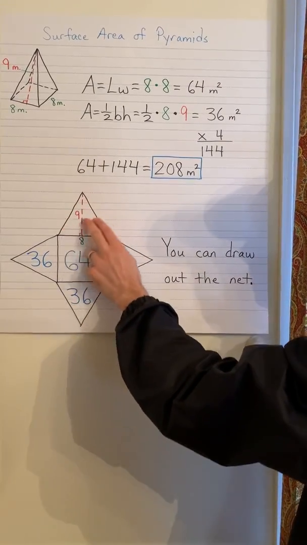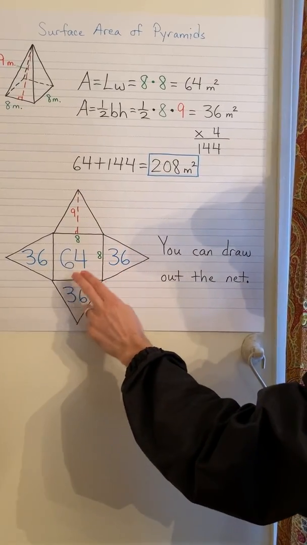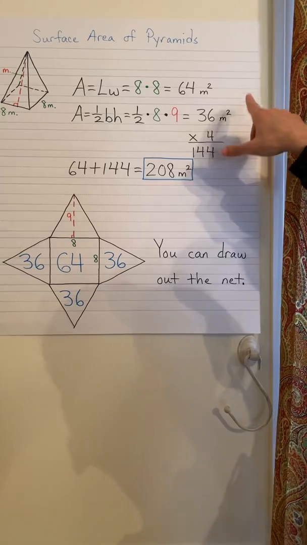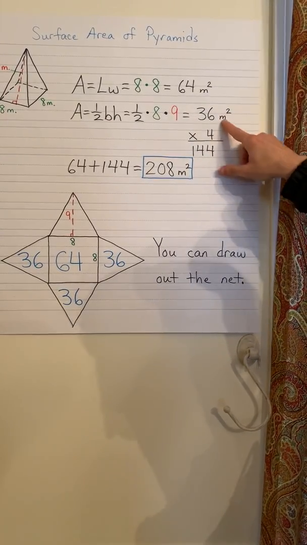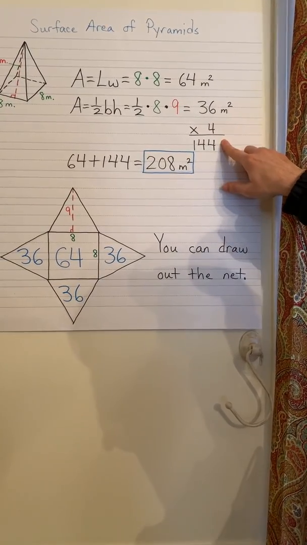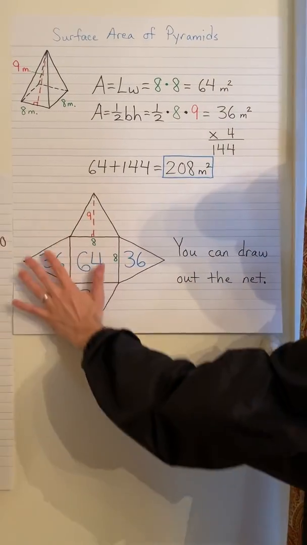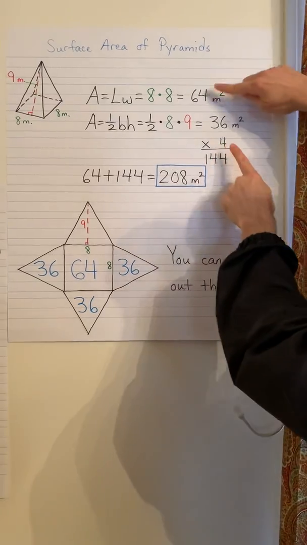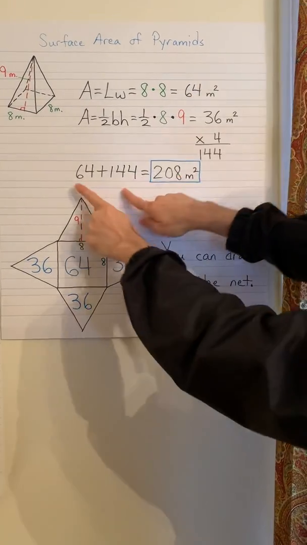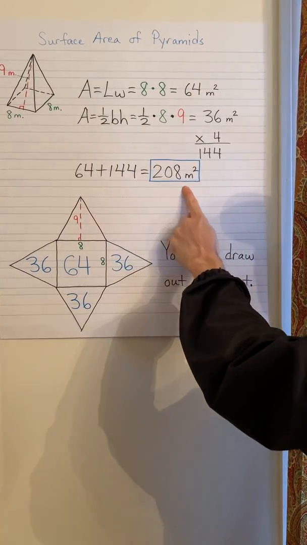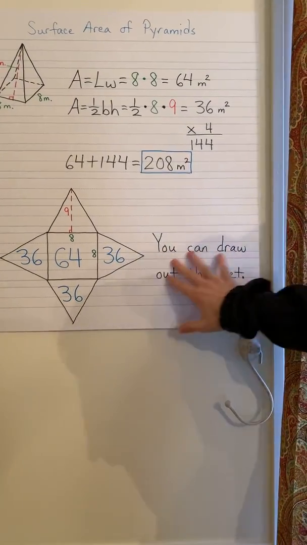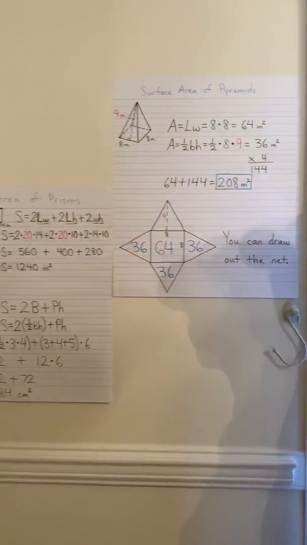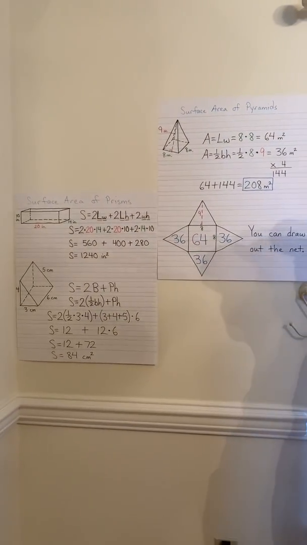This is 36. That means this is 36, this is 36, and this is 36. So what you can do is do 36 plus 36 plus 36 plus 36. Or a shorter way, obviously, is just 36 times 4, which gives you 144. To get the area of this total figure, and we're trying to find surface area of this pyramid, add these 2 pieces here. So you add the 64 and the 144 to get 208 square meters. And like we said down here, you can obviously draw out the net if you'd rather use that method. And that concludes the surface area of prisms and pyramids.